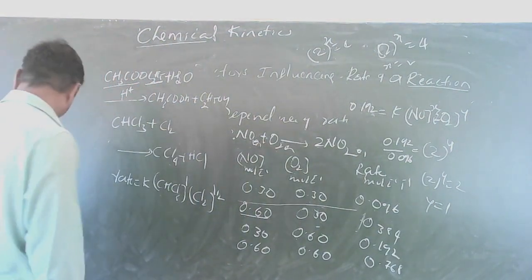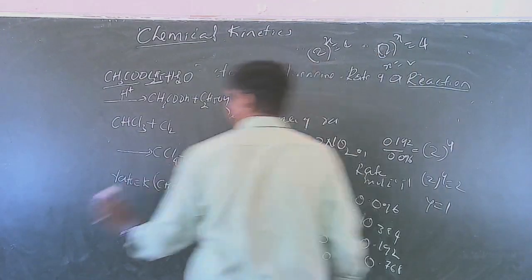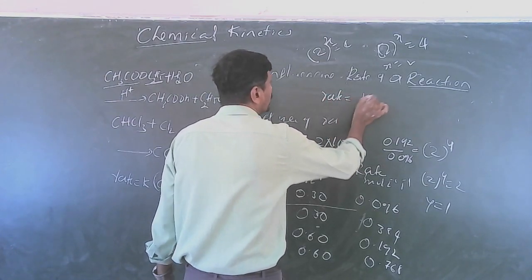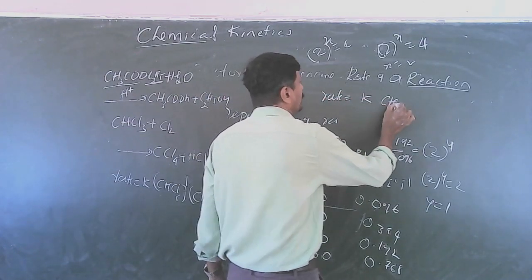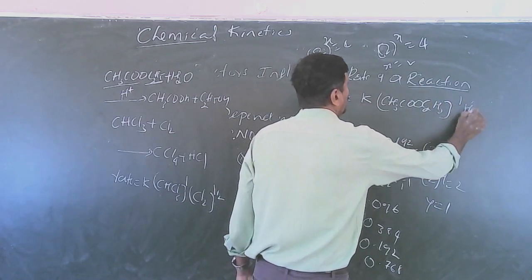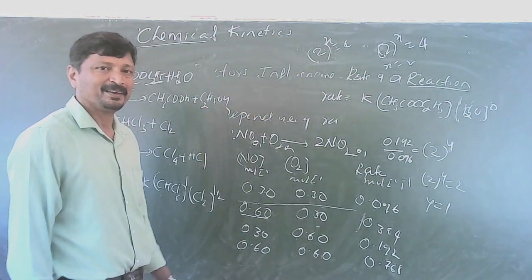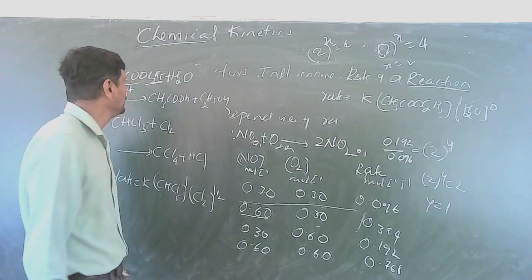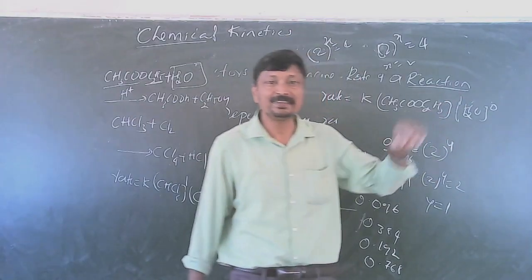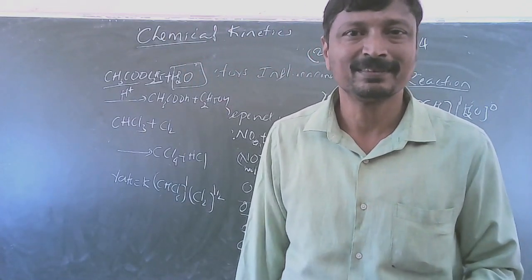Here we write the rate equation. Rate is equal to K into the molar concentration of ethyl acetate raised to 1 and water raised to 0. Interesting. Here the rate of the reaction does not depend upon the molar concentration of water, so its order is 0. Changing the concentration of water, the rate does not change.